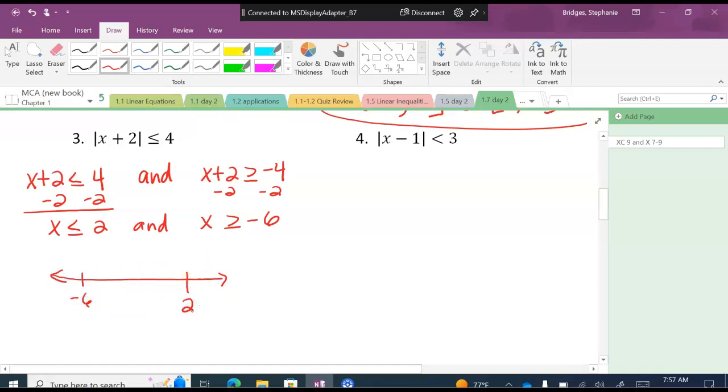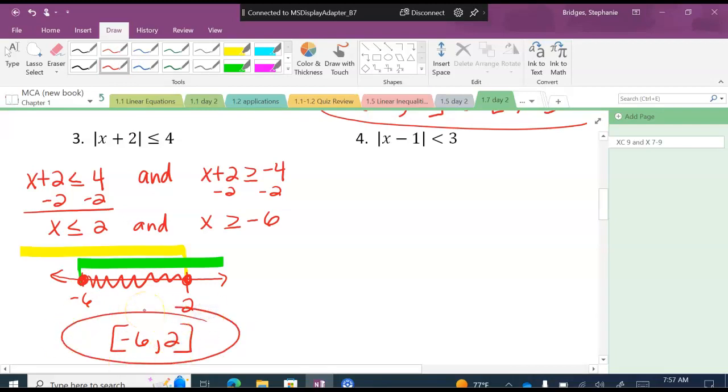All right, it says I am less than or equal to 2, so that is closed and going to the left. Then it says I am greater than or equal to -6, that is closed and going to the right. The word is and, so where should I shade? In the middle. And what would my interval notation look like? There you go. Go ahead and try 4.